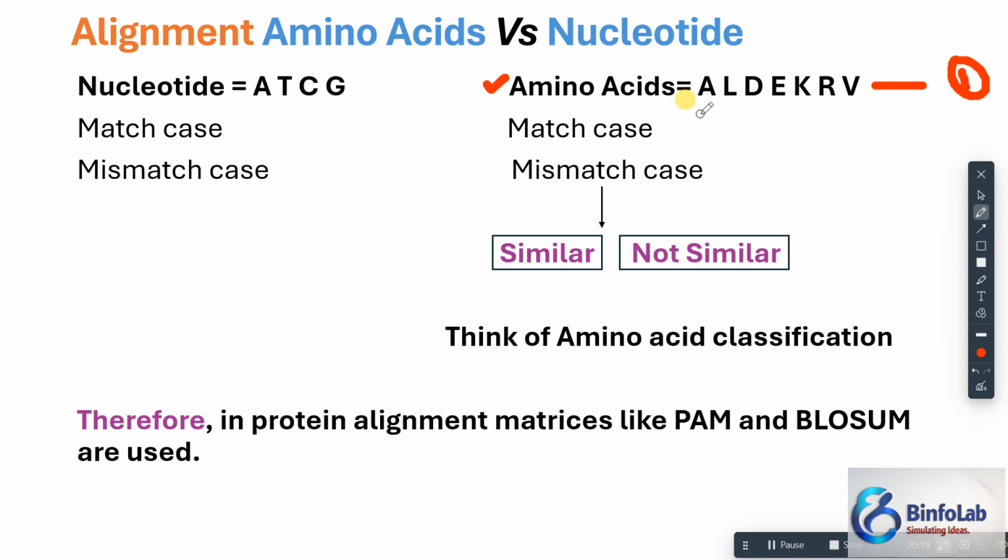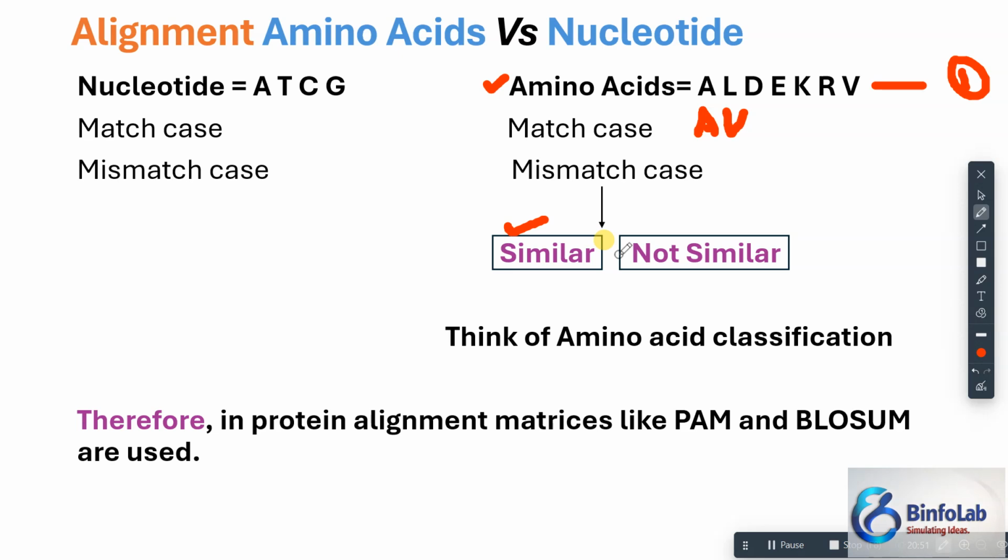So in sequence 2, let's say here we have A, so this is a match case. Here we have, let's say, V. So now leucine and valine. This is not a match case. But is this a mismatch case? Yes. But which category? This is similar.